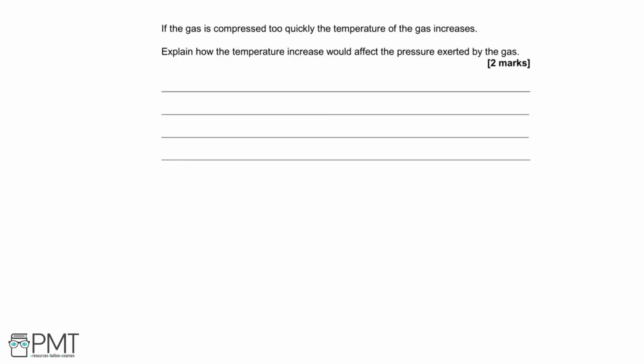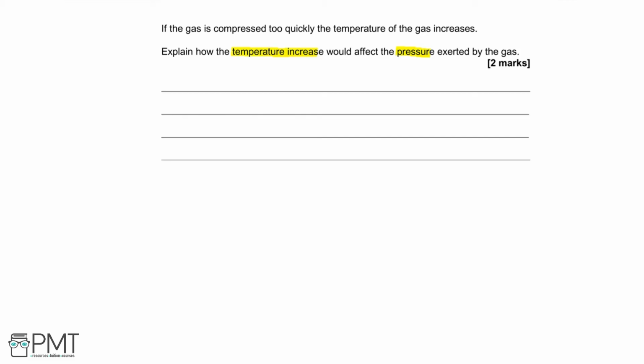If a gas is compressed too quickly, the temperature of the gas increases. Explain how the temperature increase would affect the pressure exerted by the gas. This is a 2-mark question. Our first point needs to be how does the pressure change? And then our second point needs to be explaining why.